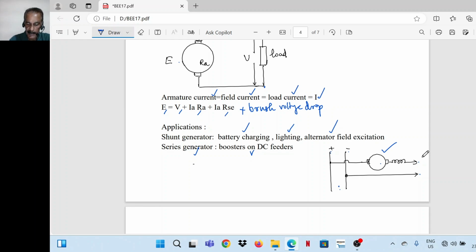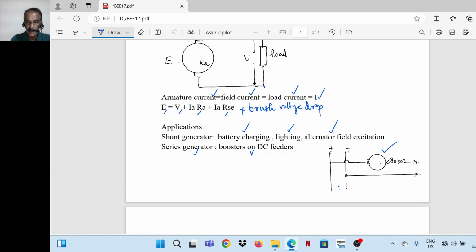Now, in the normal case, if this series generator is not there, under peak load condition there will be a voltage drop in the lines. That is the IaRa drop. This is a DC circuit only, so a resistive drop will be there in the transmission or distribution lines during peak hour.